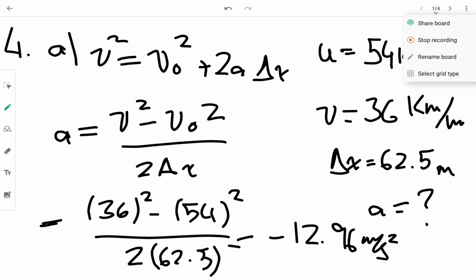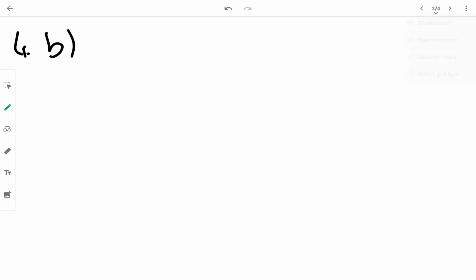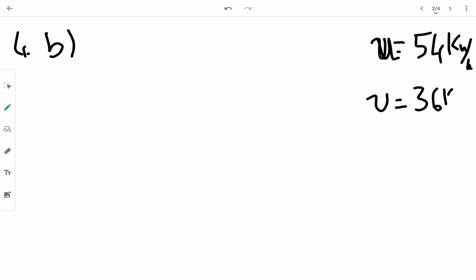For part B, they want you to find how long it takes to cover this distance. So you still have the velocity is 54 kilometers per hour. That's the initial velocity, and the final velocity is 36 kilometers per hour. You also have the distance equals 62.5 meters, and they want you to find the time. I'm going to give you a few seconds to answer the question and then I'm going to come back.